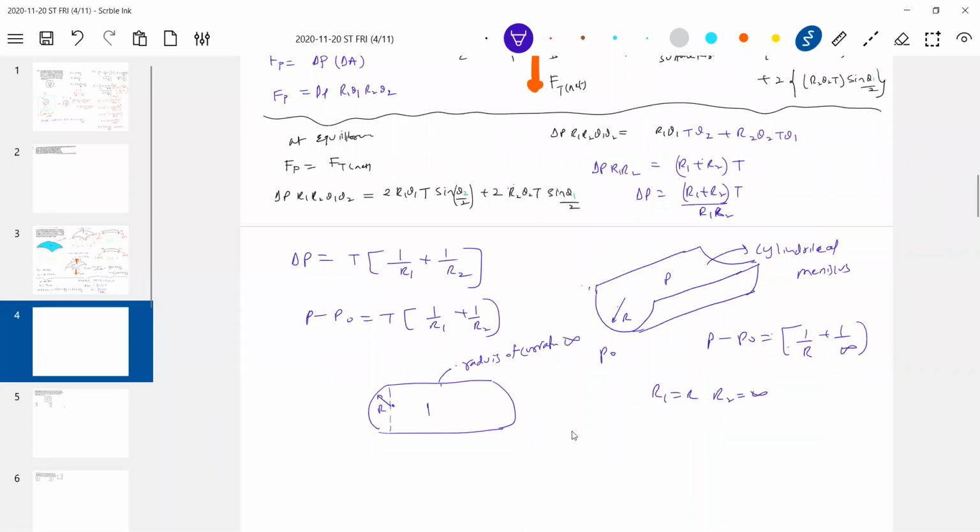So what is the pressure here? P, this is P naught. So P is equal to P naught plus T times 1 by R plus 1 by infinity. So how much it is? P naught plus T by R.